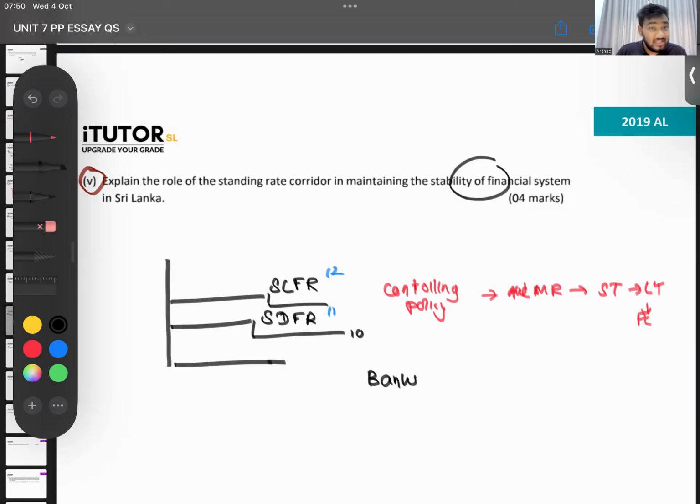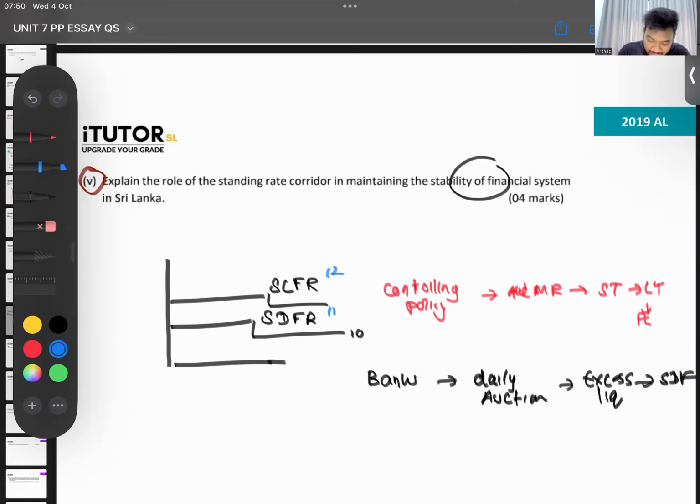And after that daily auction, if they have any excess liquidity overnight, that is at the end of the day, they can go and put it where? Use the standing deposit facility, and they can go and deposit. See, it maintains stability in the financial system. So if there is any excess liquidity, it's absorbed.